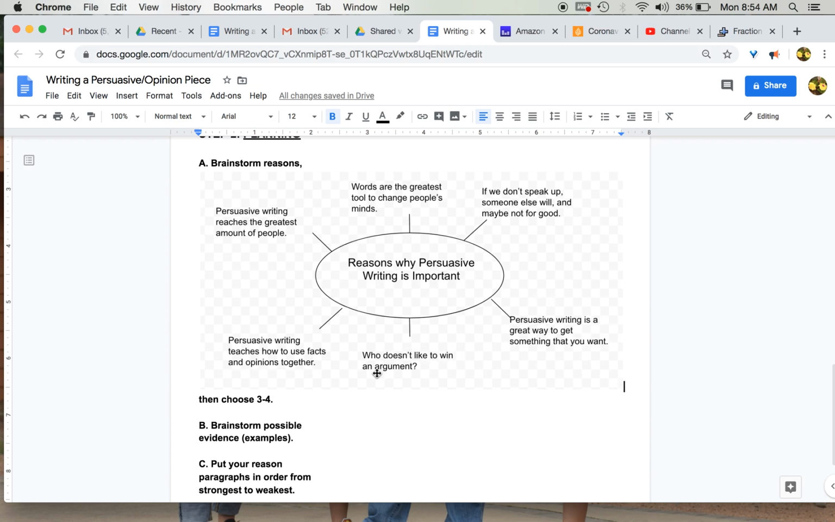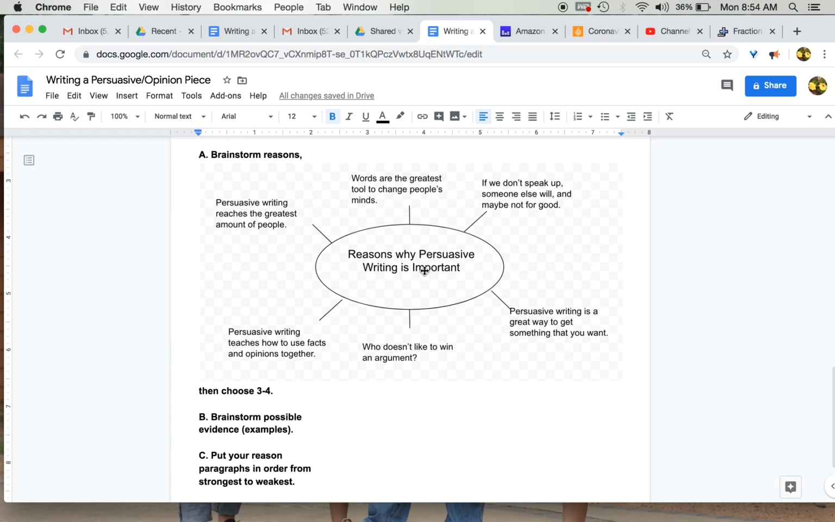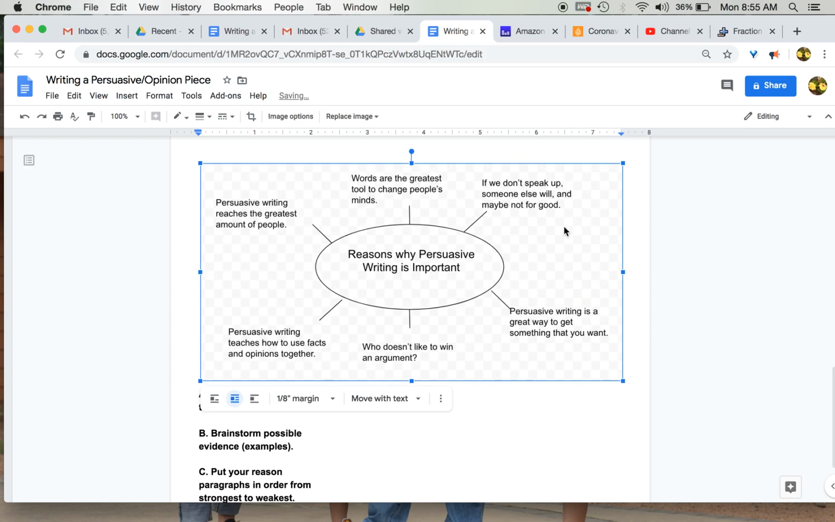Who doesn't like to win an argument? Persuasive writing teaches how to use facts and opinions together. And persuasive writing reaches the greatest amount of people. So these are the reasons that I came up with, but there's 6 of them here. And so that means I can't use all of them. So I need to pick. I need to choose. And some of them are stronger than others.